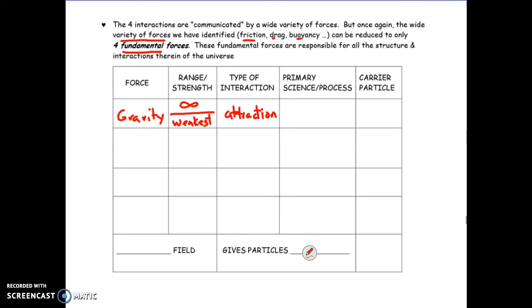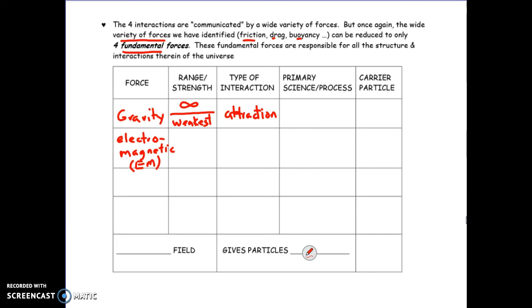All right, the next force is probably the most important force for our lives. It is responsible for all of biology, all of chemistry. It dictates pretty much everything you do. Most people just don't realize it. And it is called the electromagnetic force. Okay, and I'm just going to call it EM for short because electromagnetic is a long word and we don't want to have to write that out all the time.